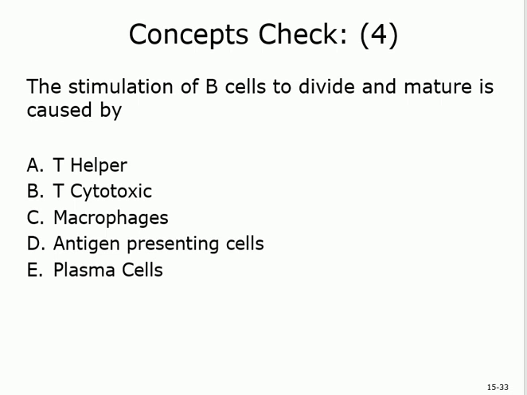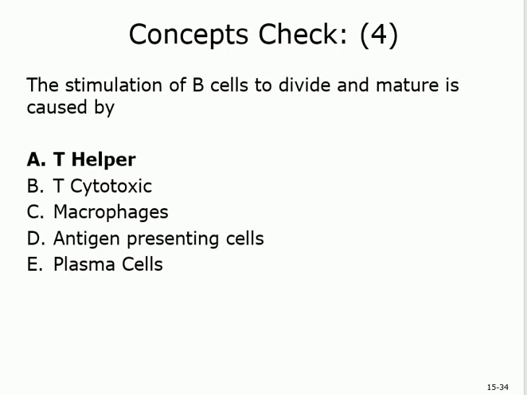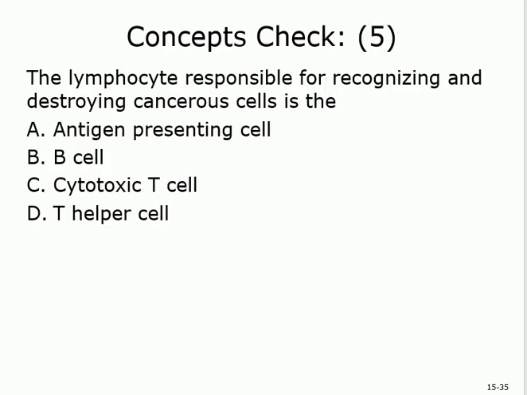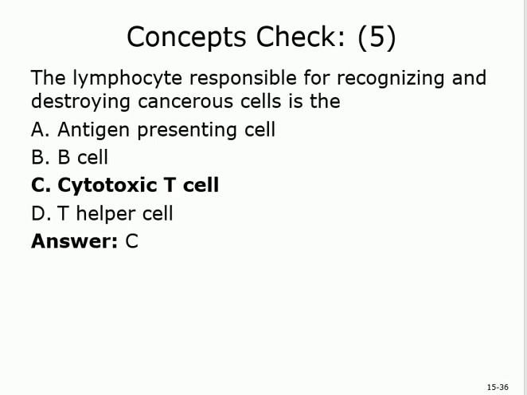Okay, can you answer this one? Stimulation of B cells to divide and mature and basically to become plasma cells. Who is doing that? T helper cells. Yes. Okay? Another one. C, which is cytotoxic, right? Okay, yeah. Cytotoxic, toxic to the cells. They kill the cells if they have cancers. They secrete perforin, right?